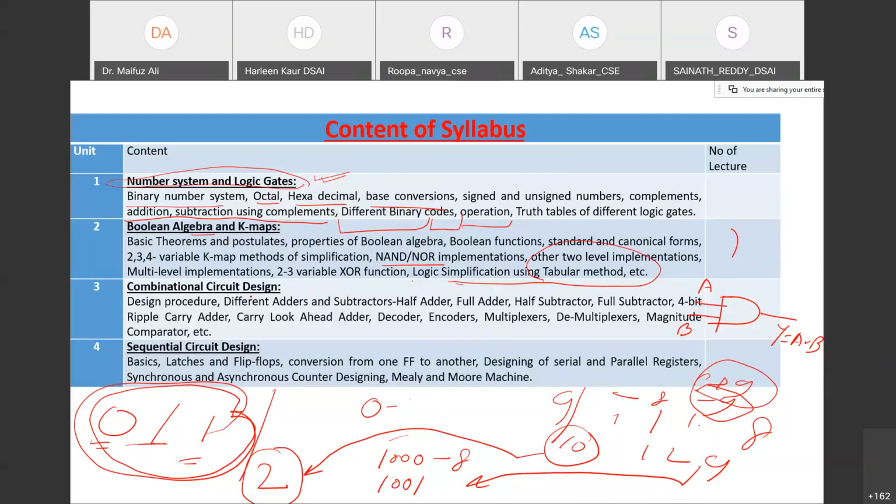Then the combinational circuit. So in combinational circuits, we have an adder, subtractor, 4-bit. What is a bit? We will discuss the bit, byte, everything, and how to add a 4-bit number, 8-bit number, or beyond this 8-bit number.